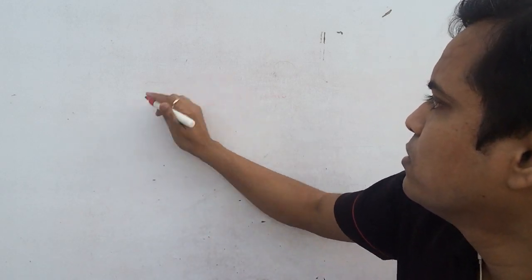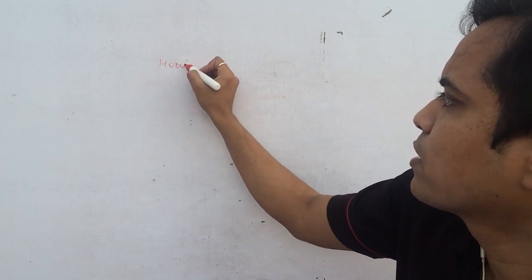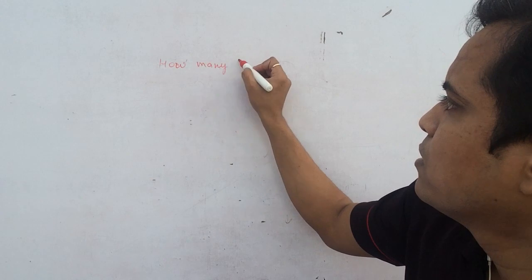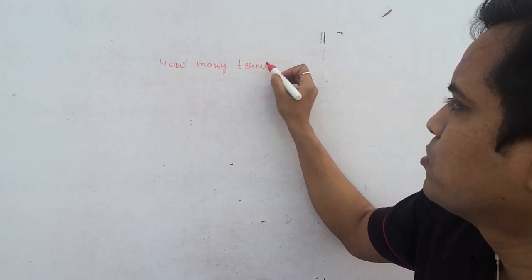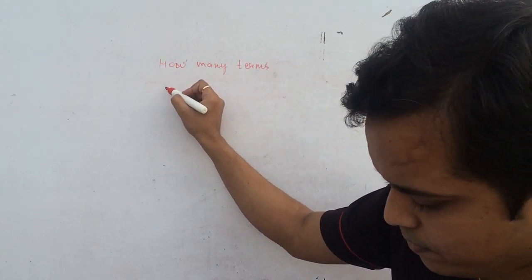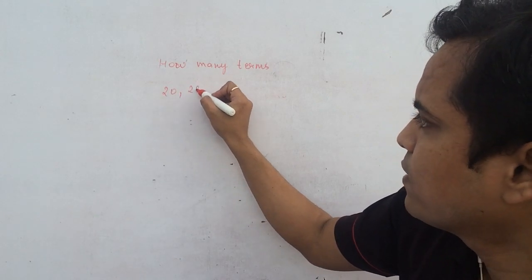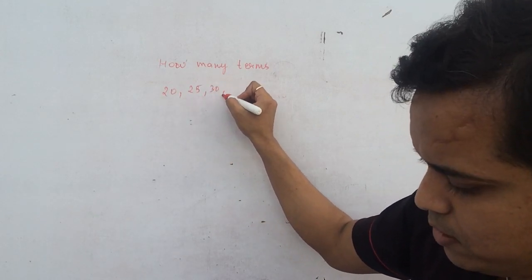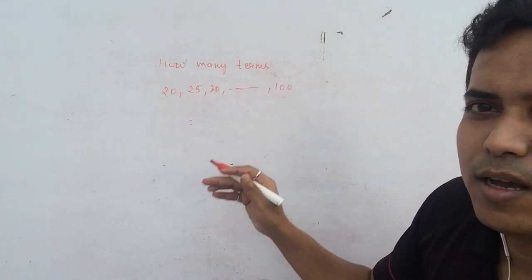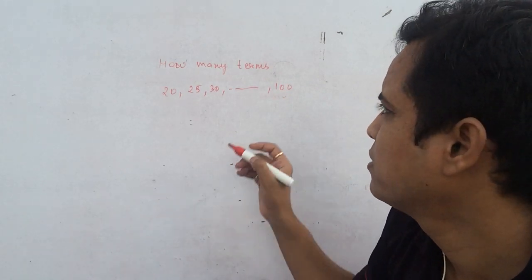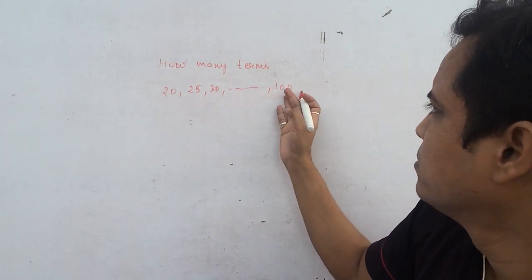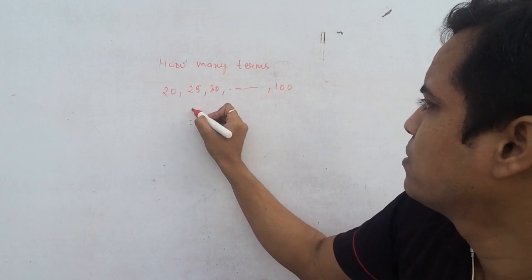Now we are moving to the next question. How many terms are there in the AP: 20, 25, 30 up to 100? How many terms are there? How would you find it?